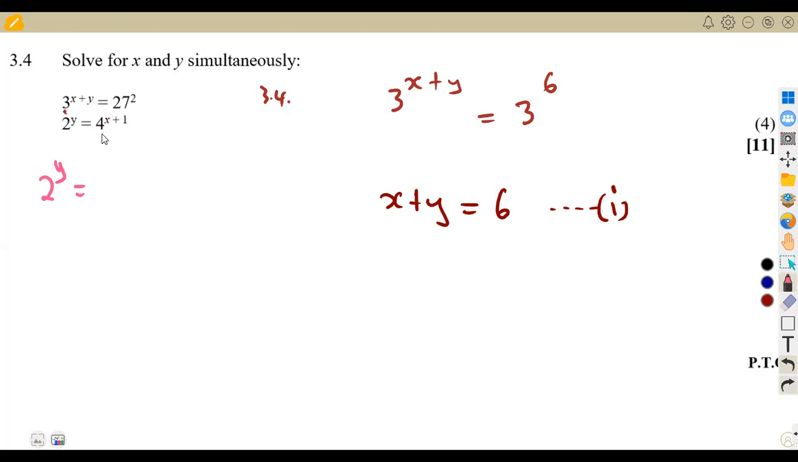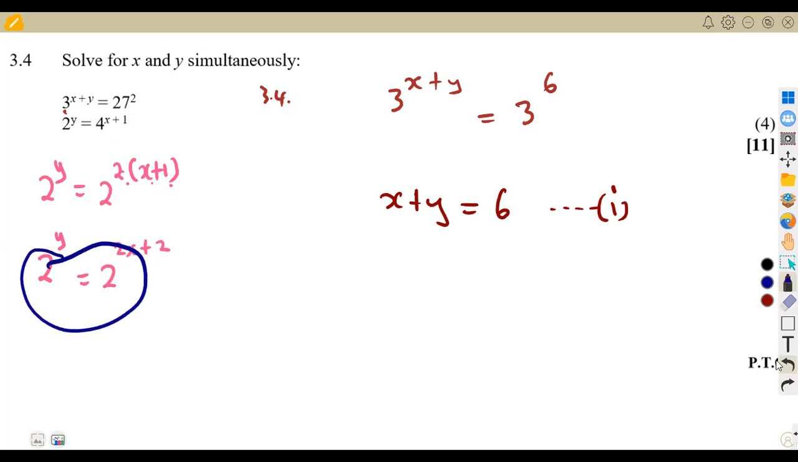And we can write this 4 as a number in the base of 2, and that's 2 to the exponent of 2. But there is x plus 1 in that case. So what we are going to do is multiply whatever you have. We've got 2 to the exponent of y, which is equal to, if you multiply by 2, that's 2 times x, which is 2 to the exponent of 2x, 2 times 1, which is a 2 in this case. The moment, guys, the bases are the same, the moment we see that, we are going to equate our exponents.